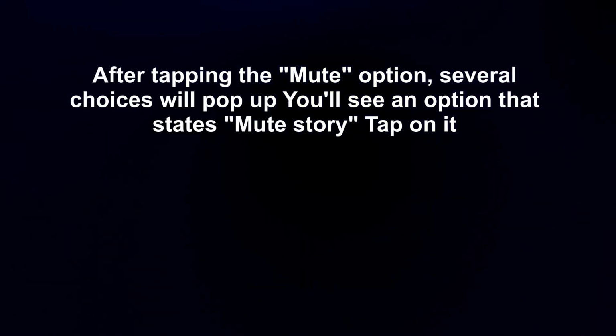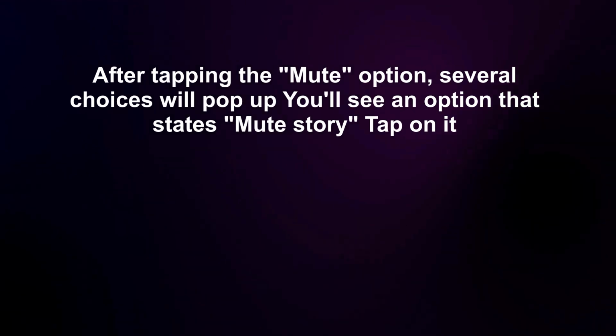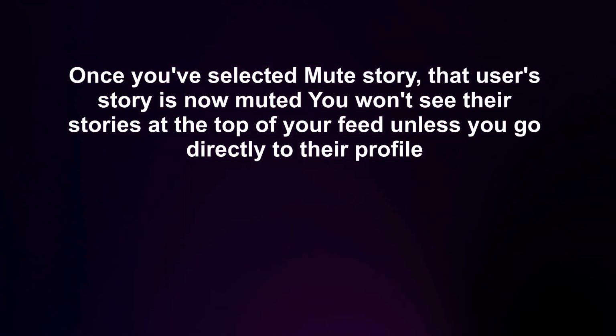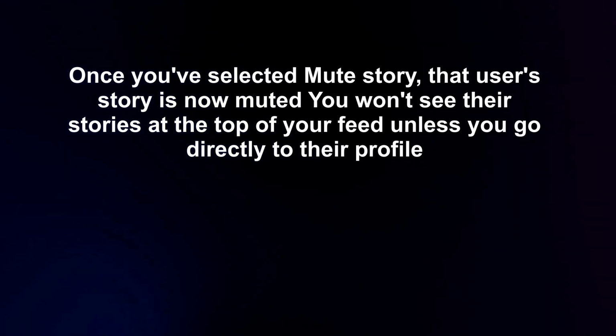After tapping the mute option, several choices will pop up. You'll see an option that states mute story. Tap on it. Once you've selected mute story, that user's story is now muted. You won't see their stories at the top of your feed unless you go directly to their profile.